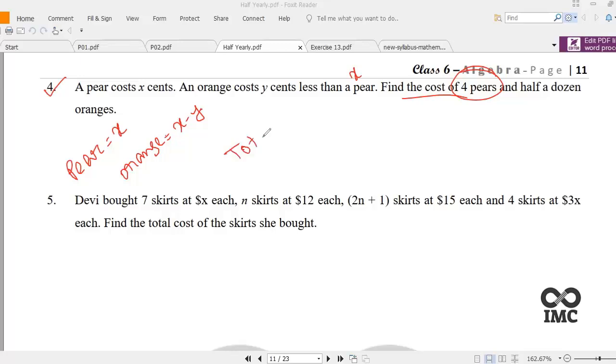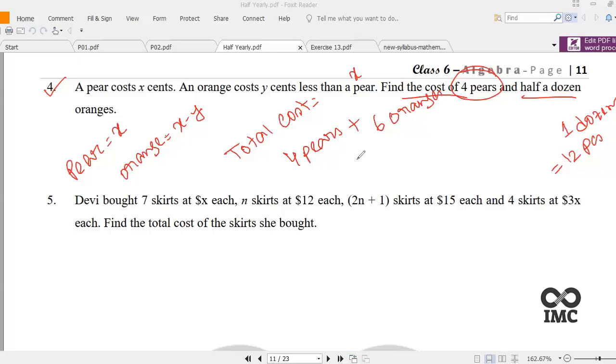So what will be the total cost? So total cost will be 4 pears plus half a dozen. We know that 1 dozen represents actually 12 pieces. So half a dozen will be 6 pieces. Very simple. So 6 oranges.